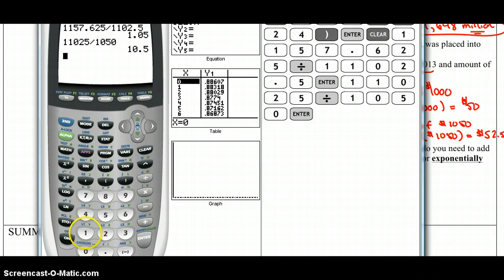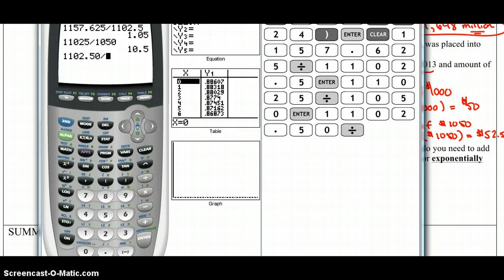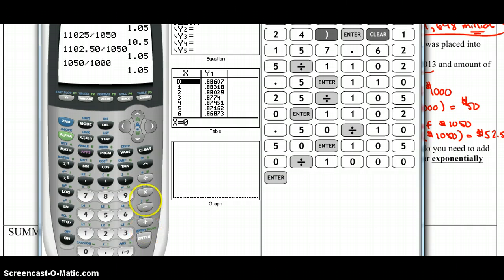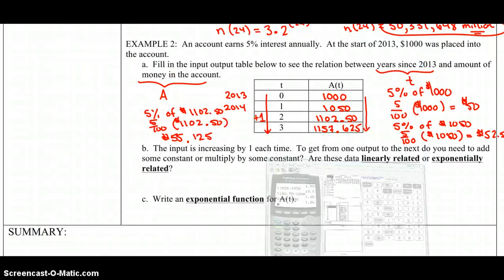Well, we would have got, had I typed correctly, let's try that again. 1102.50 divided by 1050, and we get 1.05 again. And now if we take that 1050 and divide by the previous output, which was 1,000, yet again we get 1.05.